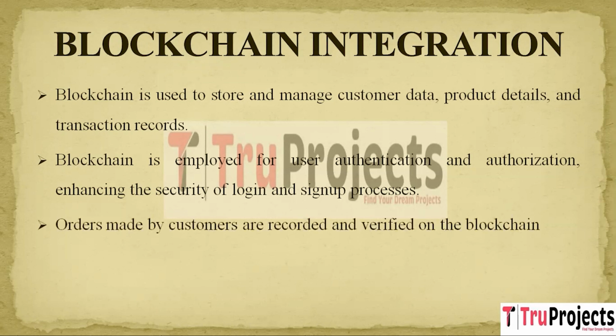All customer orders are carefully logged and checked on the blockchain. When a customer buys something, the details of what they bought and when they bought it are securely saved as a record on the blockchain. The blockchain network then double checks these records to make sure everything is accurate and safe. Smart contracts step in to set the rules for handling orders and verifying them, making sure the whole process is clear and secure.